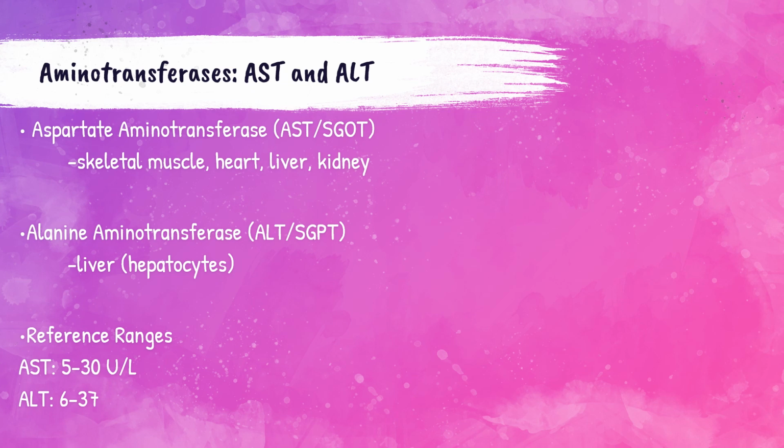Alanine aminotransferase, or ALT, also called SGPT in certain laboratories, is also a transferase enzyme similar to AST. The highest concentration of ALT in the body is within the liver. It is the most specific liver enzyme currently available in the clinical lab because it is in the liver hepatocytes, so the cells of the liver. The normal reference range for ALT is 6 to 37 units per liter. Elevations of this enzyme are associated with hepatocellular disorders, so disorders of the liver.